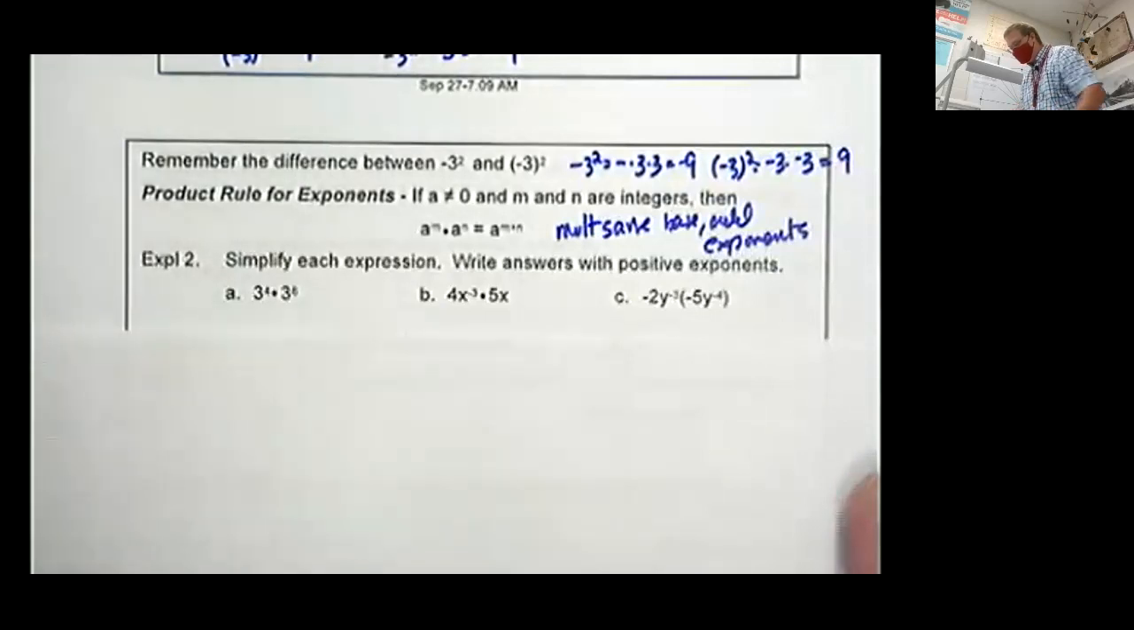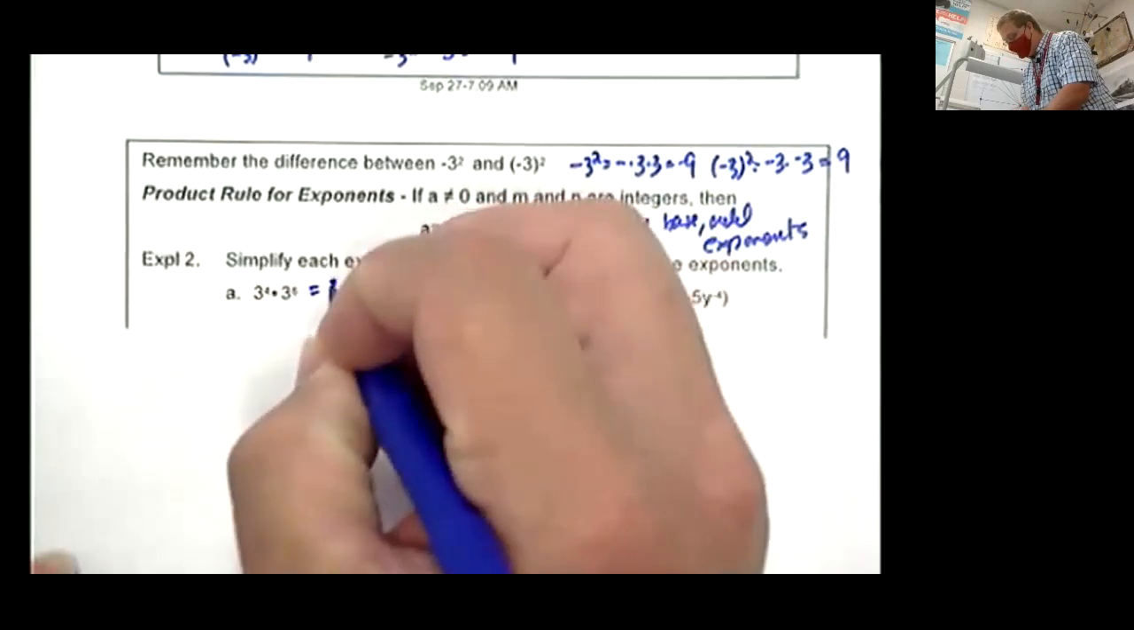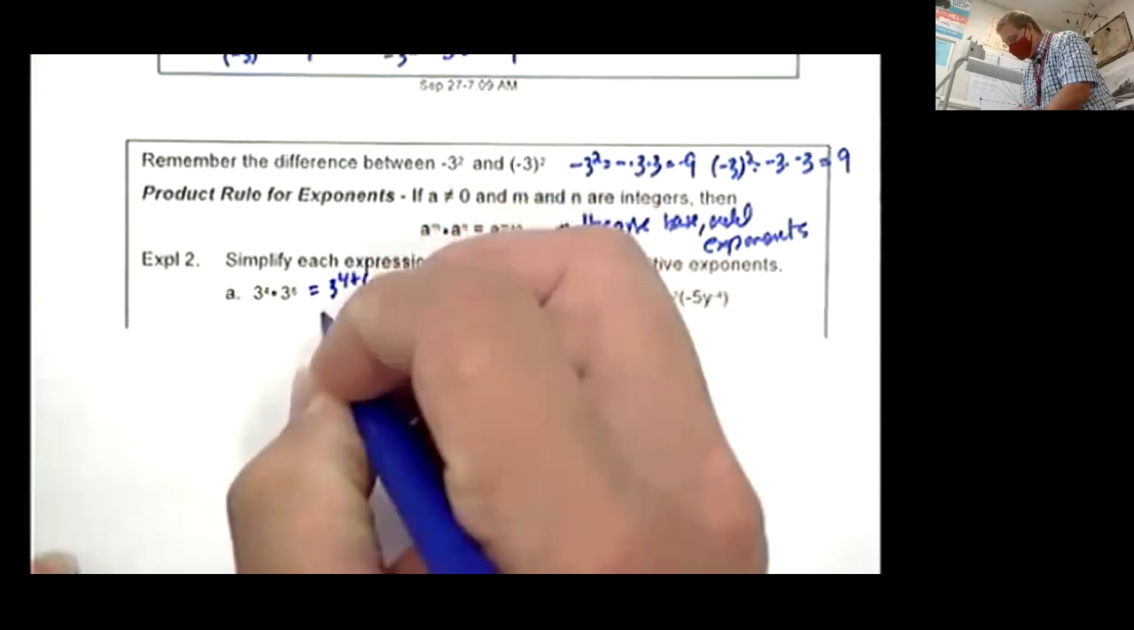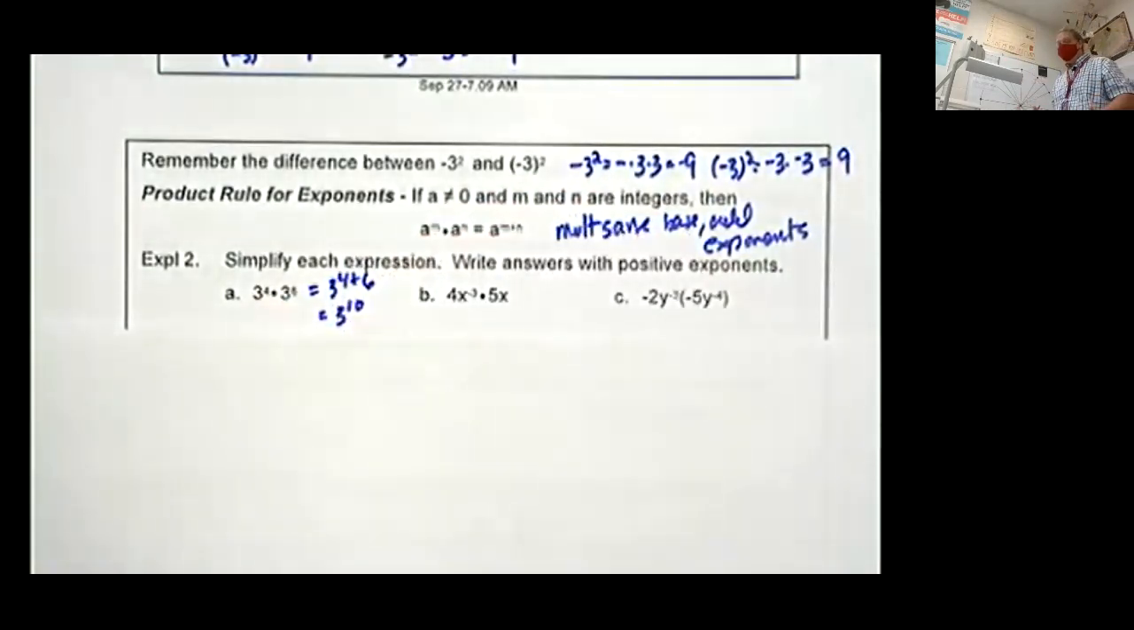So simplify each expression, write answers with positive exponents. We're not going to multiply these out unless they're small multiplies, then we can do that. So 3 to the 4th times 3 to the 6th, this becomes 3 to the 4 plus 6, which is 3 to the 10th. That's a really big number, so again, we're not going to multiply that out. We're just going to leave that in exponential form.